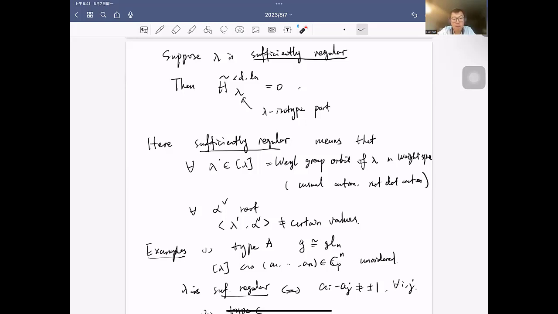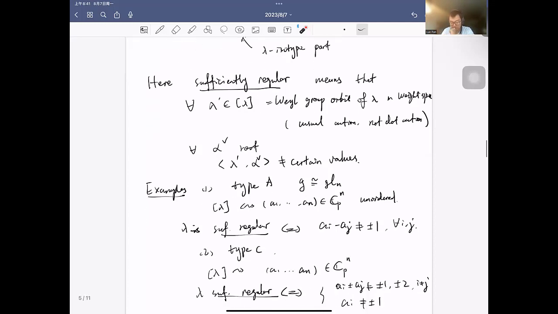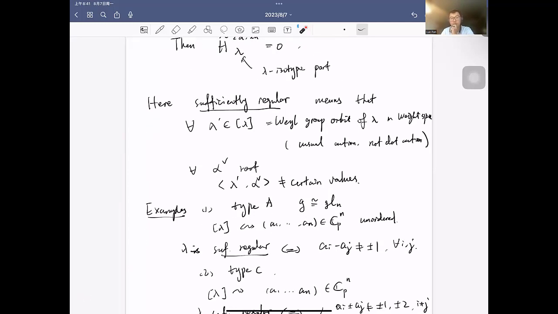How essential is it here to base extend everything to Cp? Would the result be true over a smaller subfield? Yeah, it is true. If you just do not tensor with Cp and assume the weights take values in Qp, then it is also true. Actually, you can deduce that result from this result. Thanks. Thanks for the question. Are there any other questions?